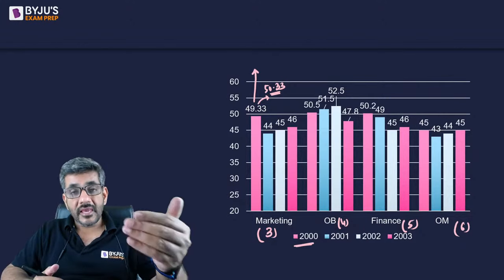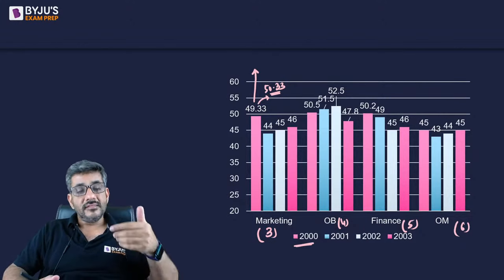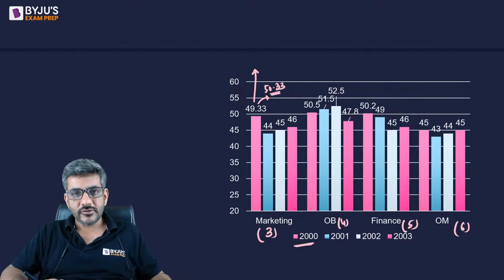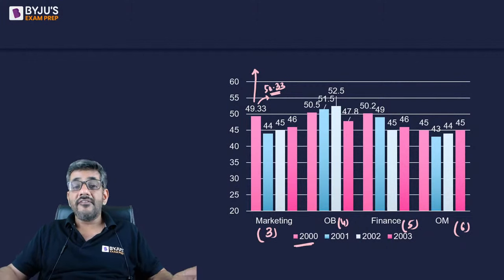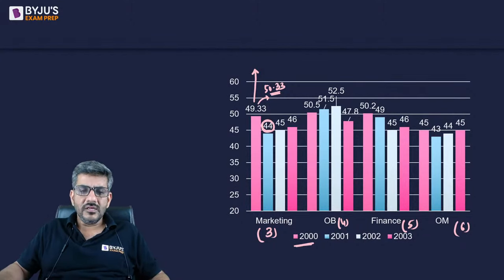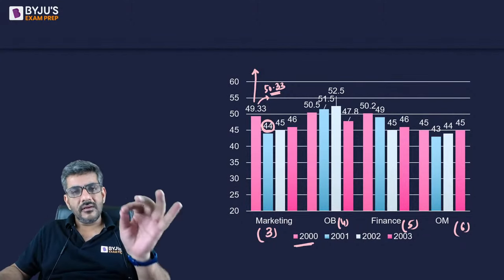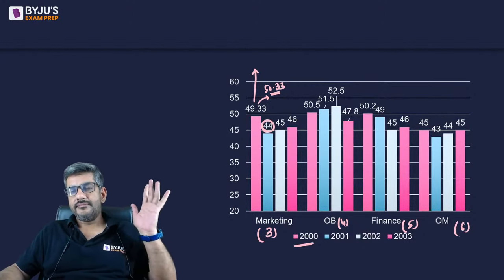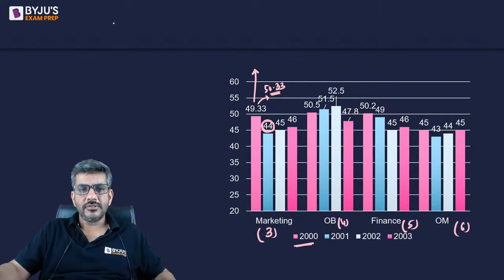If every person's age increases by 1 year, the average will also increase by 1. When every person grows old by 1, the average also increases by 1. So the average next year should have been 50.33, but the average next year is 44. Why is that so? That means either a member retired or a member joined.